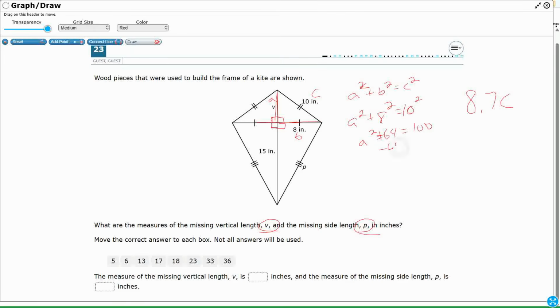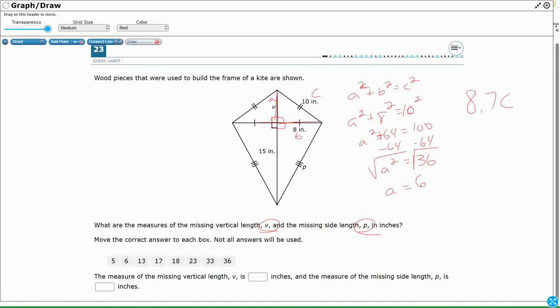Let's subtract 64 from both sides. So I've got A squared equals 36. Take the square root, right? It could be plus or minus, but we're not going to end up with a negative, so we just need the positive root. So that's going to be A equals 6.